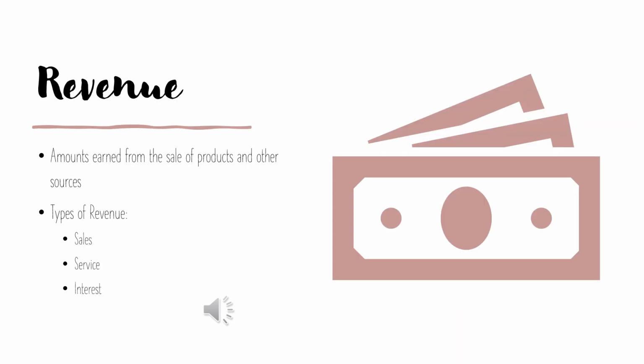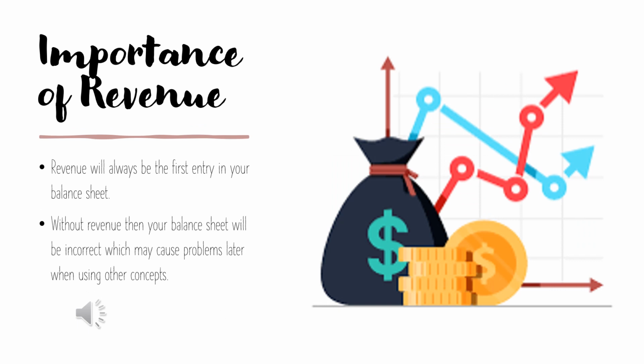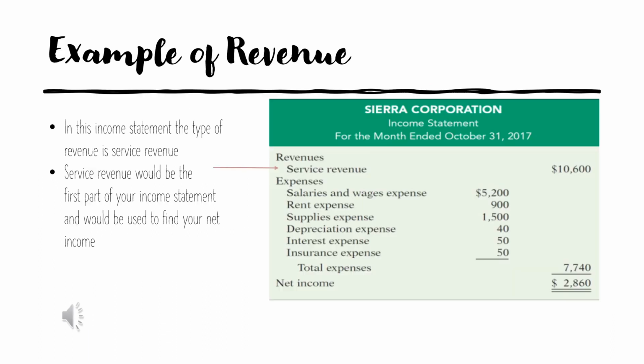For these slides, I'll be talking about revenue. Revenue is the amounts earned from the sale of products and other sources. Types of revenues you might find will be sales, service, and interest. Revenue has a very big importance. Revenue will always be the first entry in your balance sheet, and without revenue, then your balance sheet will be incorrect, which may cause problems later when using other concepts.